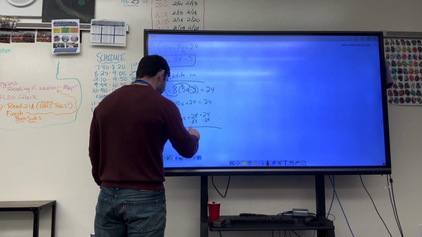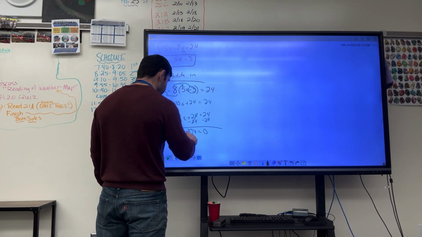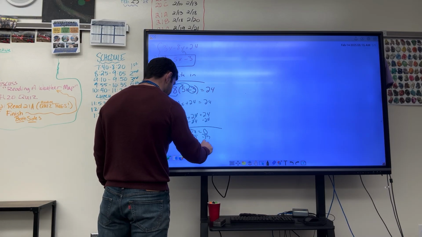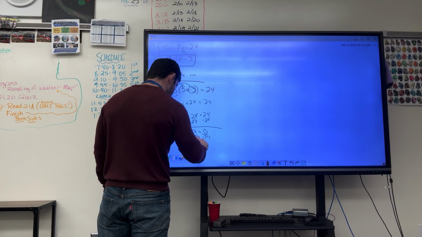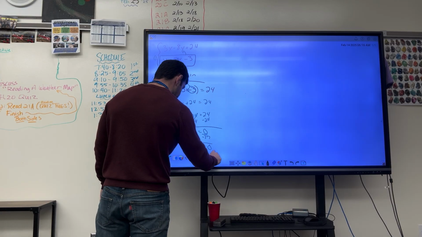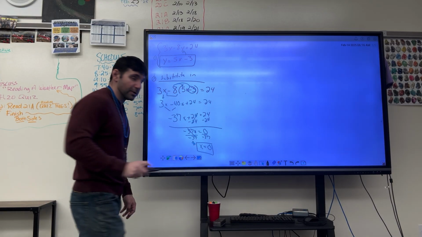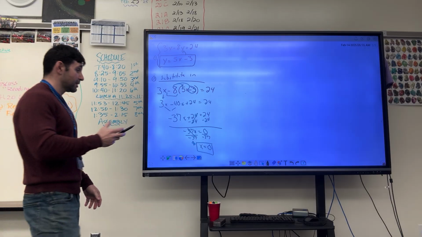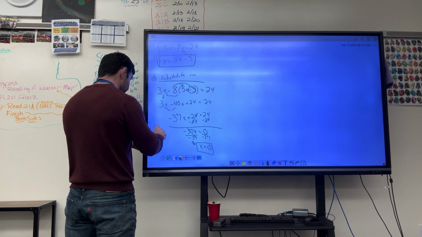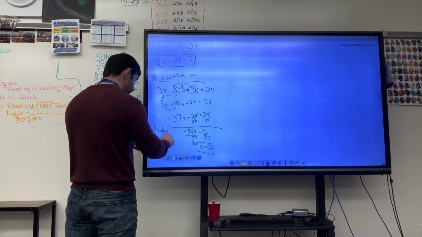So now I subtract 24 from both sides. That gives me negative 37x equals 0. I divide by negative 37. X equals 0. So this was step 3, which was solve.